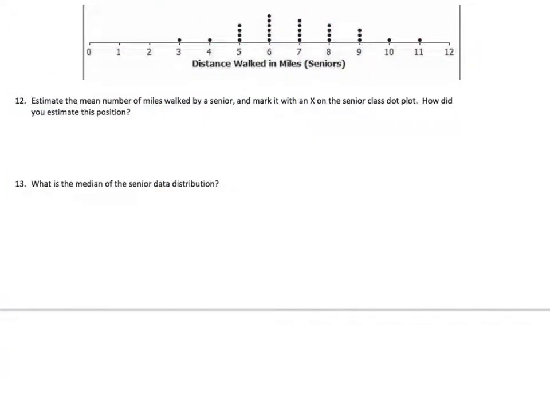All right, the distance walked in miles by seniors. Estimate the mean number of miles walked by a senior. Mark it with an X on the senior dot plot. How did you estimate this position? I'm going to say it's about right at 6, give or take.